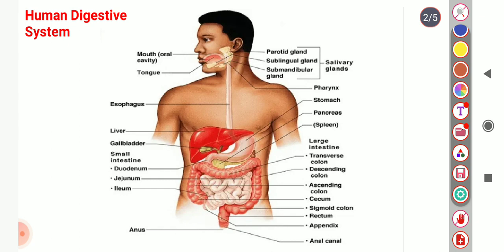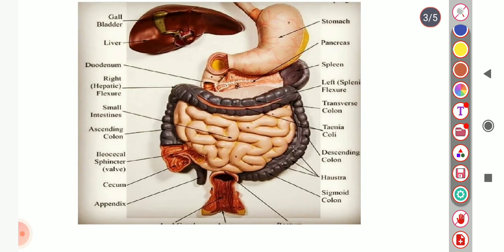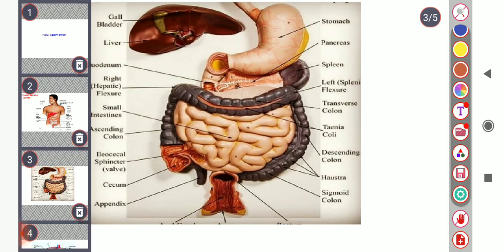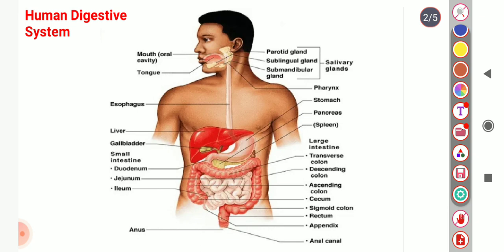Let's understand one by one. First of all, let's come to the oral cavity. The human digestive system consists of two main parts: the alimentary canal and the digestive glands. In this session, I will discuss the alimentary canal, and in our upcoming lecture I will discuss the digestive glands. First of all, the alimentary canal comprises the following parts.